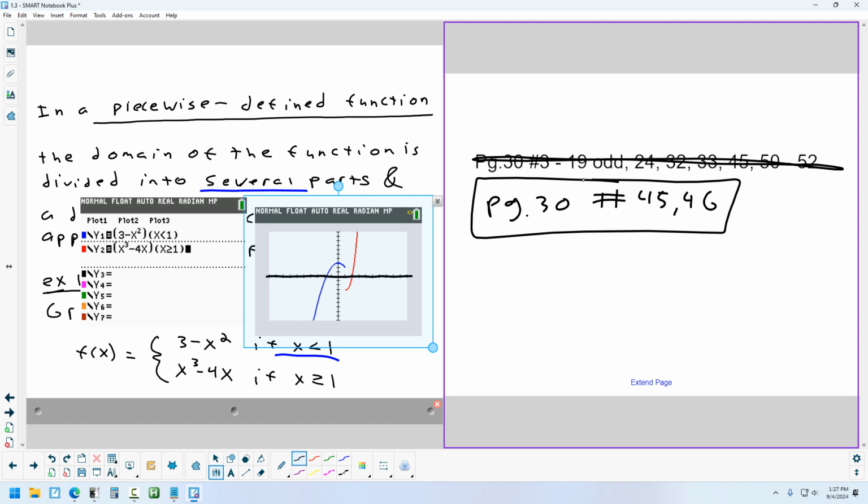Those are both piecewise functions just to practice on the calculator. Just like I typed in right there. And that's going to be on homework? Yep, that's what 45 and 46 is like, the one I just did right there. I mean, it's a different picture, but it's the same steps.